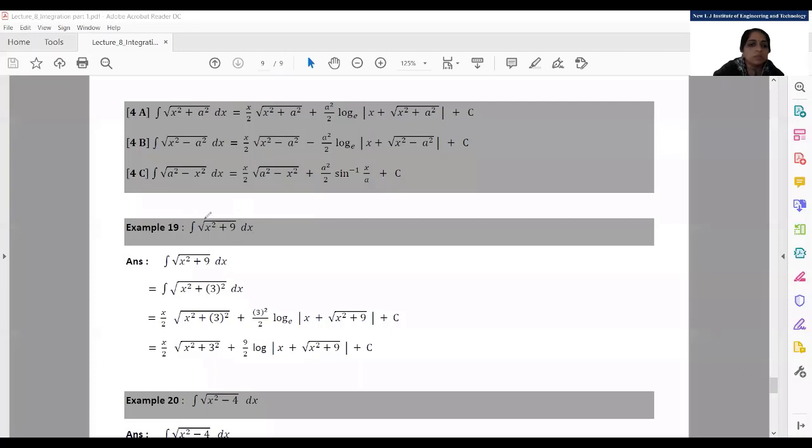Okay, let's apply this formula in example number 19. Here, integration of under root x square plus 9. 9 is the square of 3, so this is under root x square plus a square. By applying this formula, x by 2 square root of x square plus 3 square, plus a square, a is 3 here, so 3 square by 2 log x plus under root x square plus 9. By simplification, this is our final answer. For example number 20, we are going to apply formula 4b.